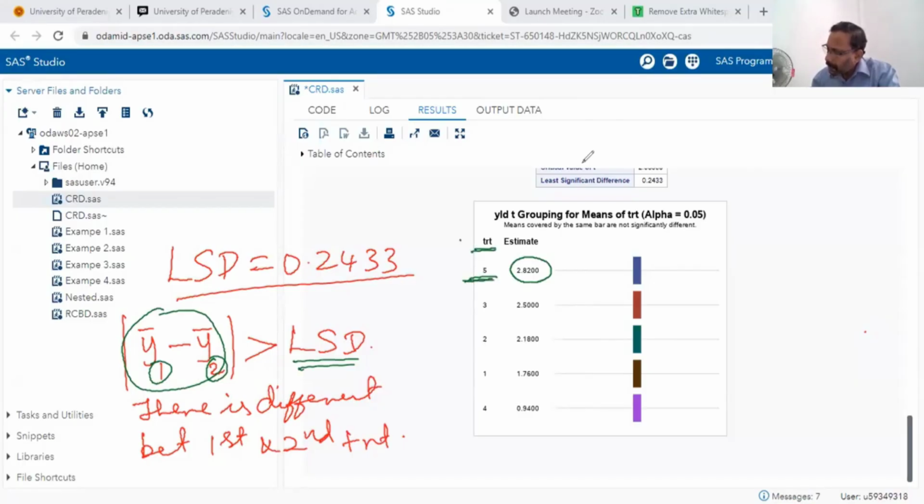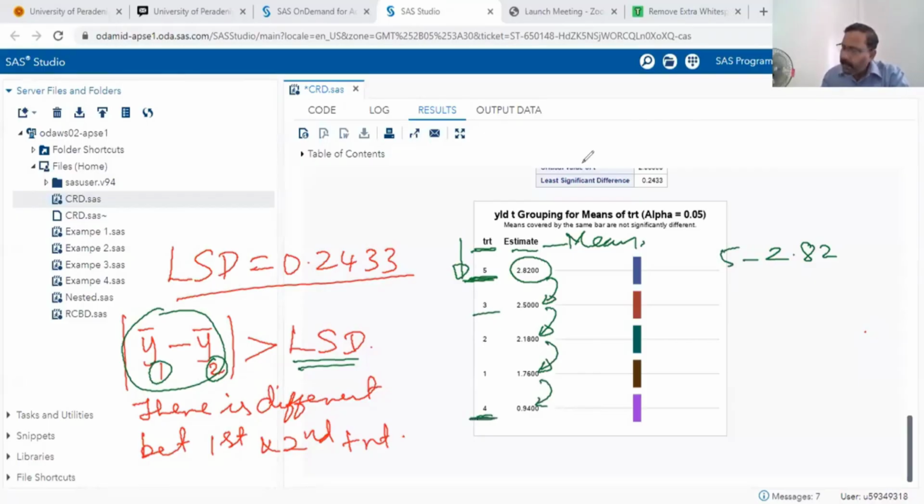Fifth treatment. This is the mean value. So the fifth treatment mean value is 2.82. Then what is next? It is in descending order. The next one is the third treatment. The lowest is the fourth treatment. Earlier in the graph we have identified this: the highest value for the fifth treatment, the lowest yield for the fourth treatment.